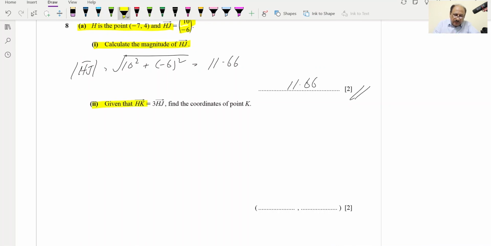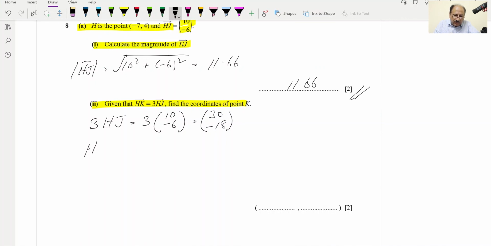Then given that HK is equal to 3HJ, find the coordinates of K. So 3HJ we can find. We have HJ, which is 10 and -6. So 3 into 10 and -6, which is equal to 30 and -18. This will be our 3HJ, and HK is what?